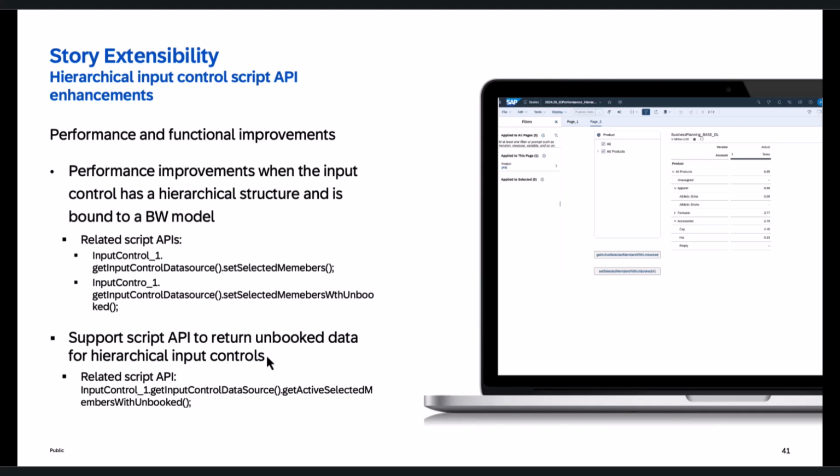We also support a Script API to return unbooked data for hierarchical input controls. So if you use InputControl.getActiveSelectedMembers with unbooked data, you will be able to return the unbooked data for the hierarchical input controls. So with that, you can define more flexible and interactive scenarios by leveraging the input control Script API.